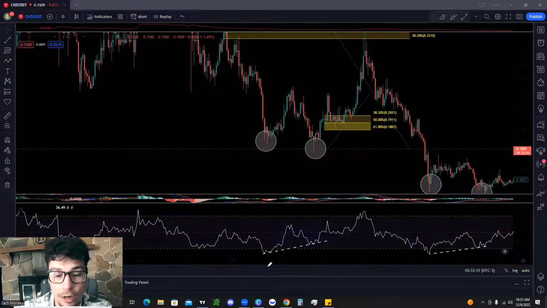Well, in this case, we actually have a low at the same exact point we have this low, and then we have a higher low at the same point we have these lows. So you see the relative strength index is in an uptrend while the token is in a downtrend, creating lower lows.